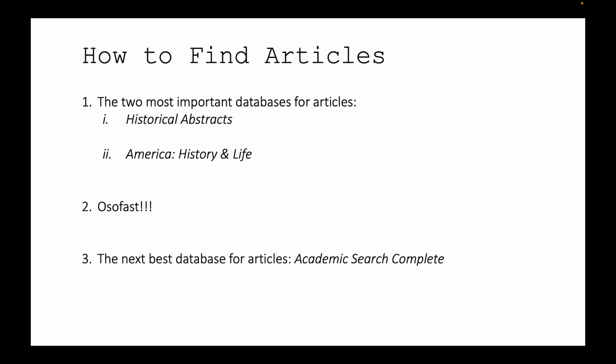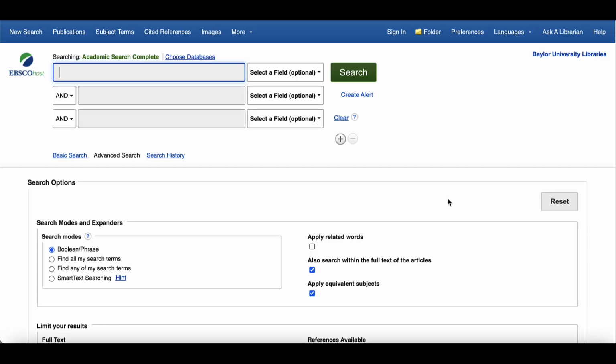So let's say Historical Abstracts and America, History, and Life are tapped out, though. You've done all you can there, and you can't really find anything. Where else could you search for articles? Well, the next best database that I recommend is called Academic Search Complete. Academic Search Complete is another really powerful database. It searches journals of all kinds, so it's a little more like OneSearch in that it's not specifically for history journals. So you have to do the work of making sure that you're getting things from history journals specifically.